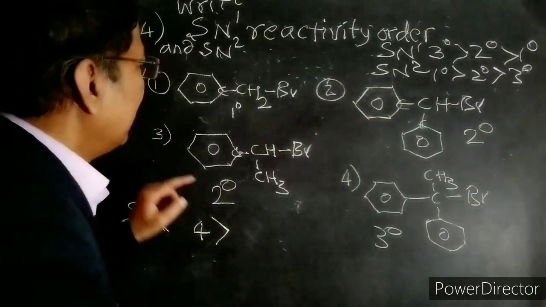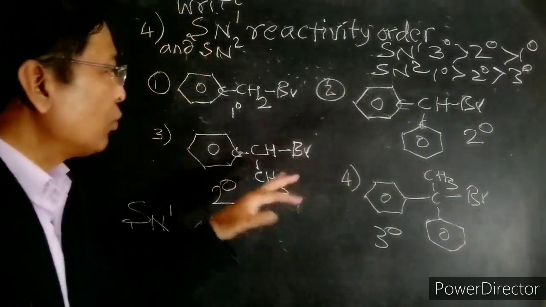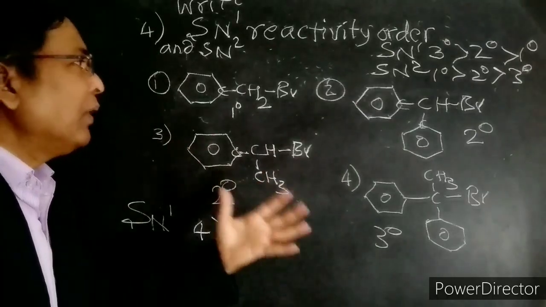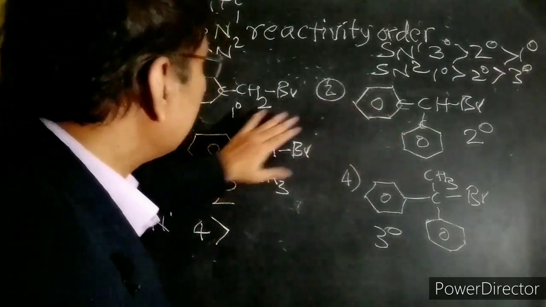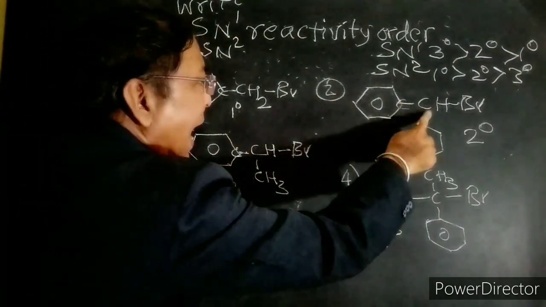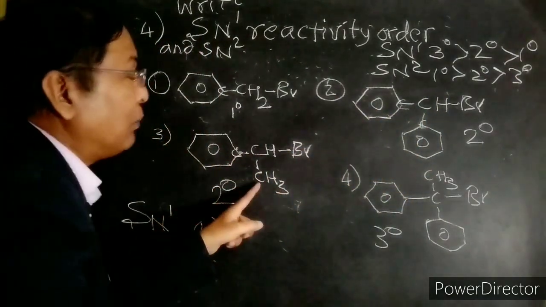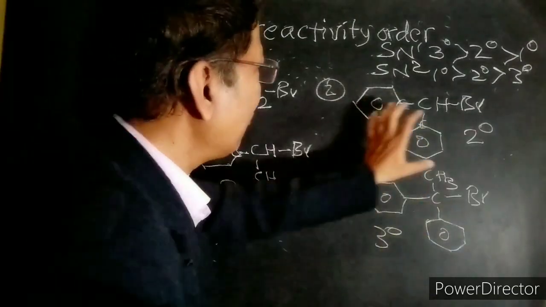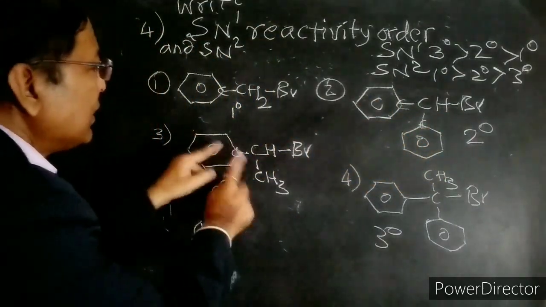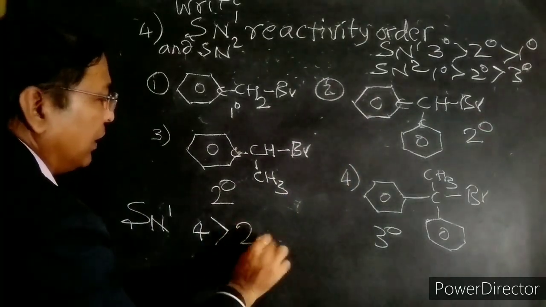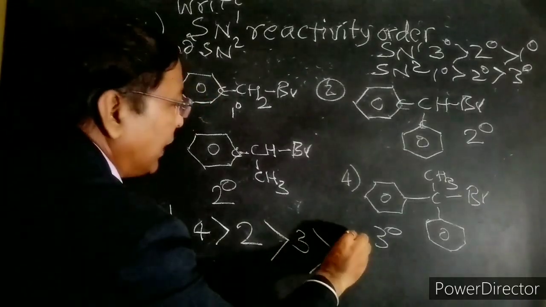Then the secondary alkyl halides, there are 2 secondary alkyl halides, and one factor we have to apply is that bulkier groups favor the SN1 reaction. Therefore, in these two secondary molecules, this has bulkier groups than this molecule. Here one benzene ring is there and one methyl, but here there are two benzene rings. Therefore, this secondary alkyl halide has bulkier groups than this molecule. Therefore, second number is 2, then the third, then the primary alkyl halide, the first.